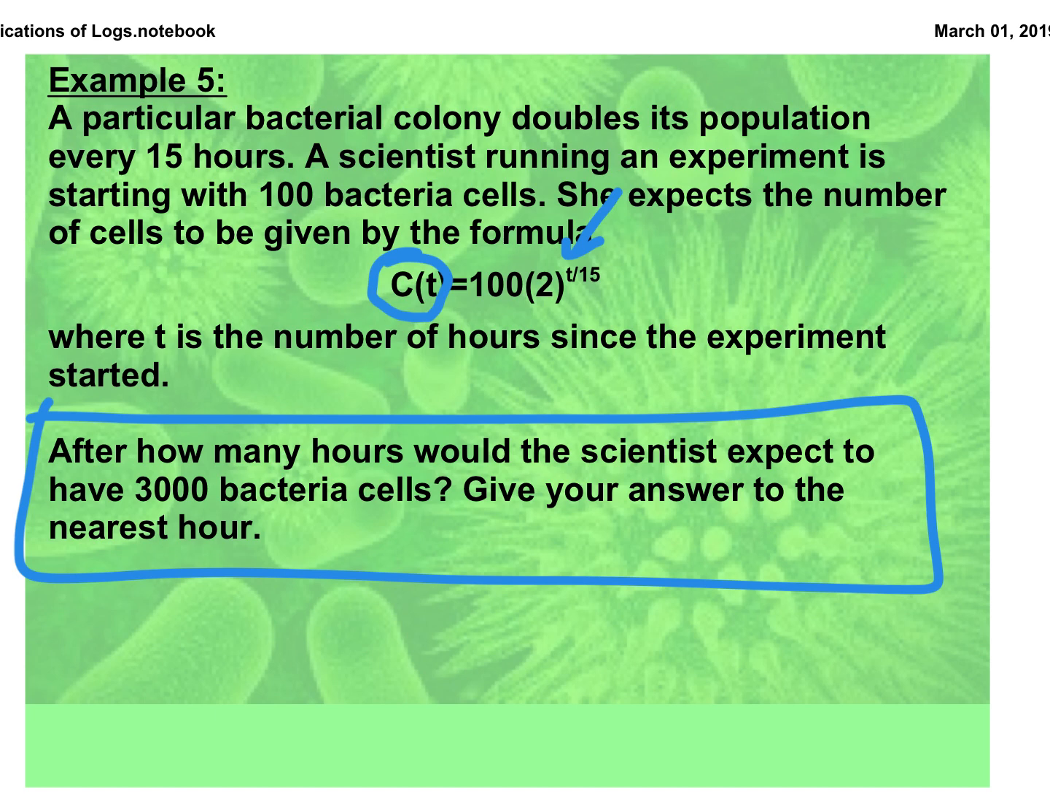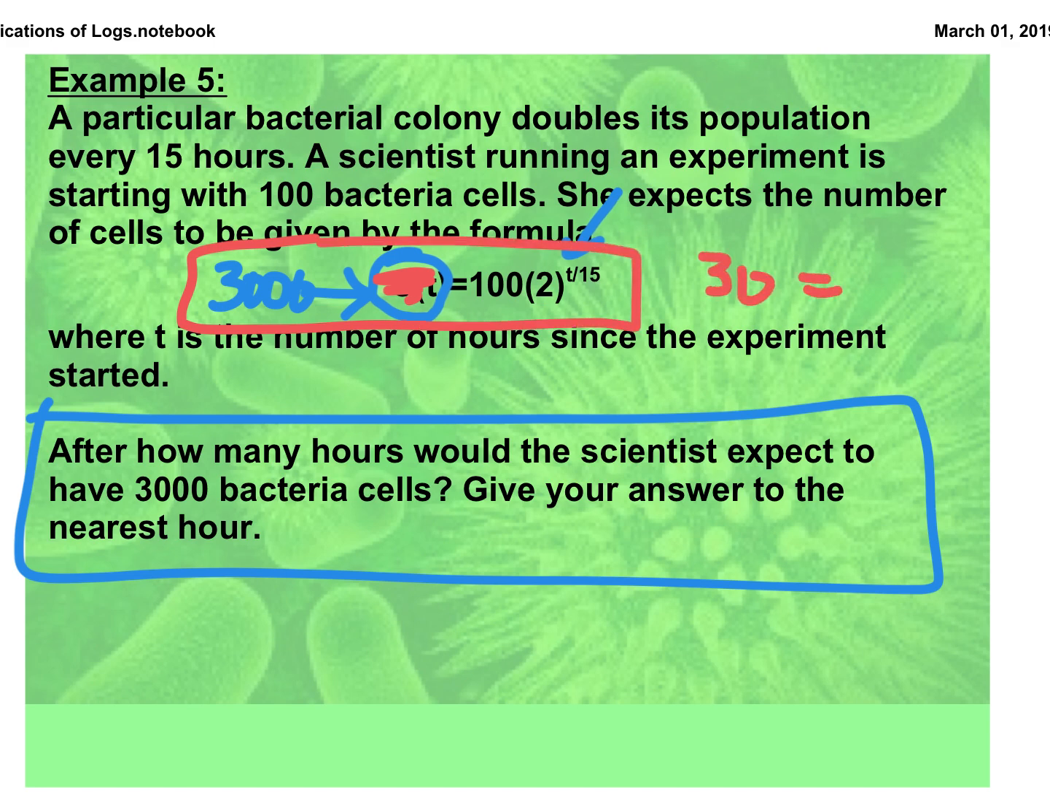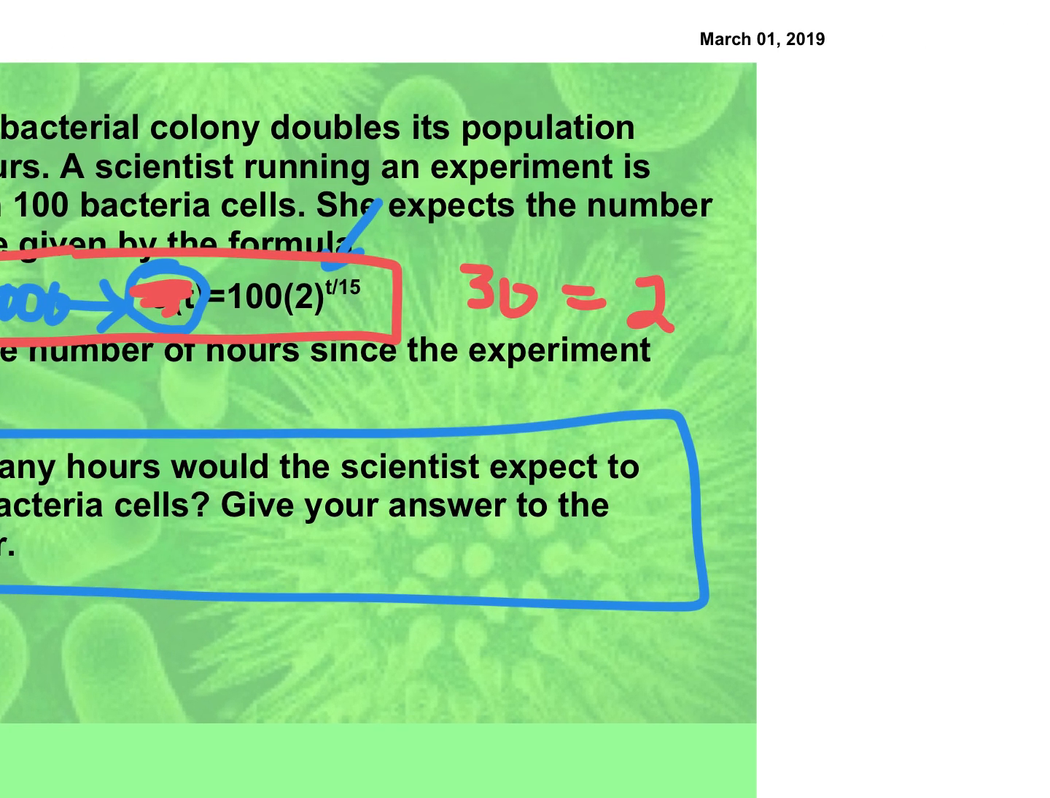After how many hours would they expect to have 3,000 bacteria cells? All right, 3,000 to me sounds like they're not giving me a time, they're giving me a count. So they're saying that's 3,000. Then I would have had an equation of this. I would have divided both sides by 100, and that would give me 30 equals 2 to the t over 15.